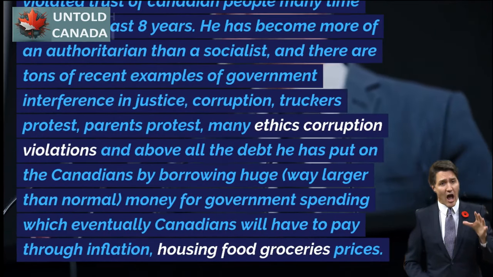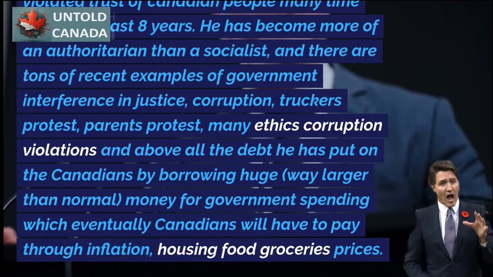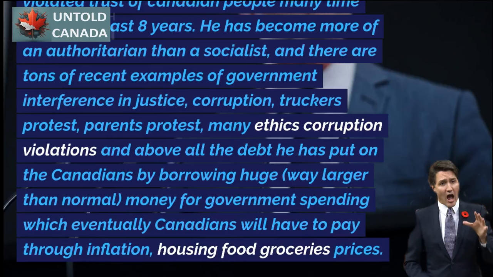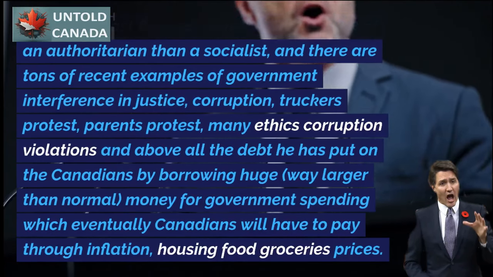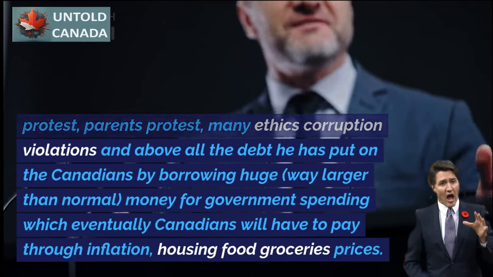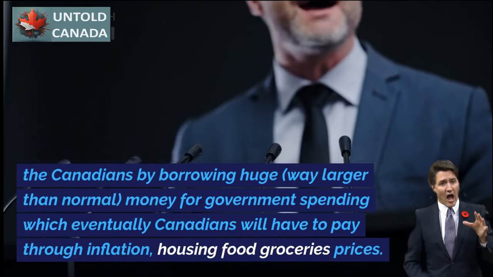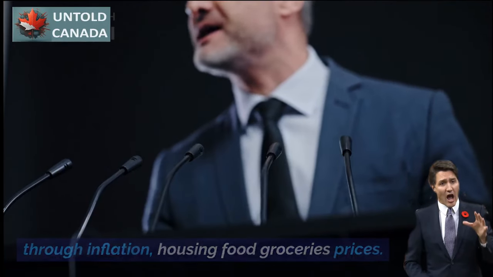He has become more of an authoritarian than a socialist, and there are tons of recent examples of government interference in justice, corruption, truckers protest, parents protest, many ethics corruption violations, and above all the debt he has put on the Canadians by borrowing huge, way larger than normal, money for government spending which eventually Canadians will have to pay through inflation, housing, food, groceries, prices.